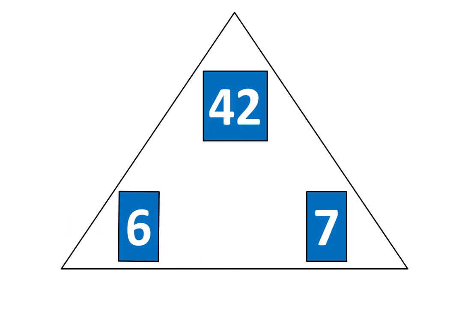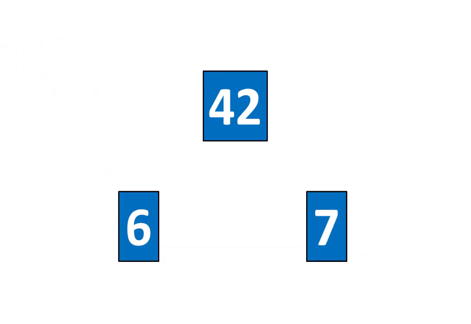Now tap the pieces. 6 times 7 is equal to 42, which means that 42 divided by 7 is equal to 6. And if 7 times 6 is equal to 42, that means that 42 divided by 6 is equal to 7. Now I'll move the triangle away.